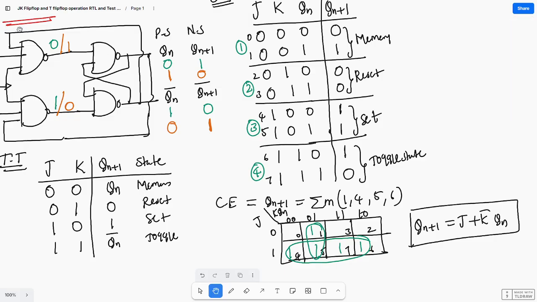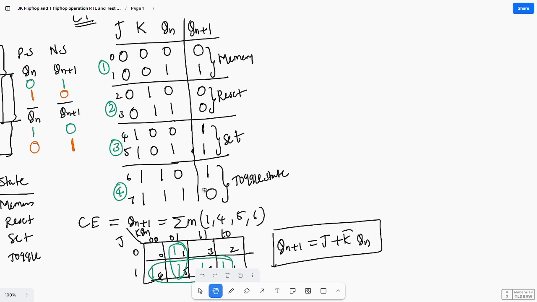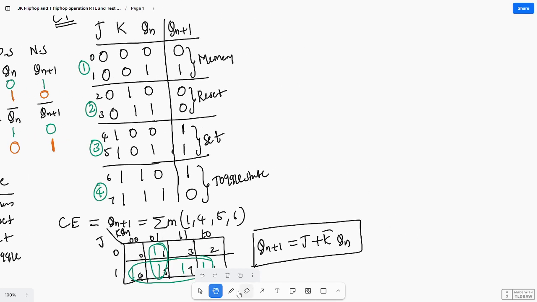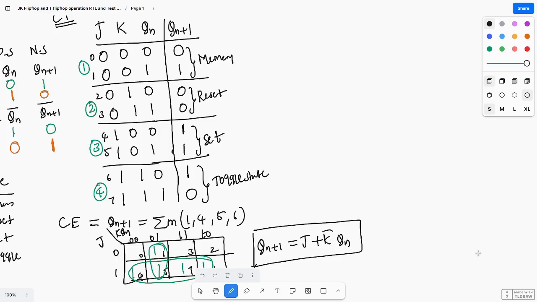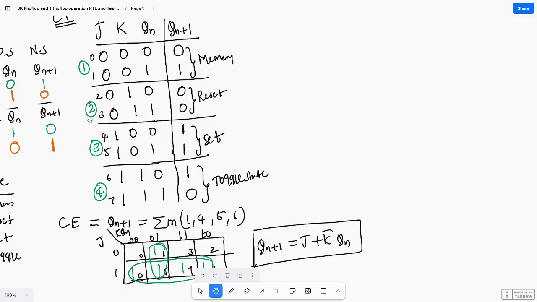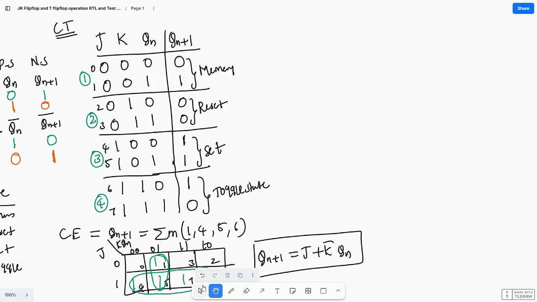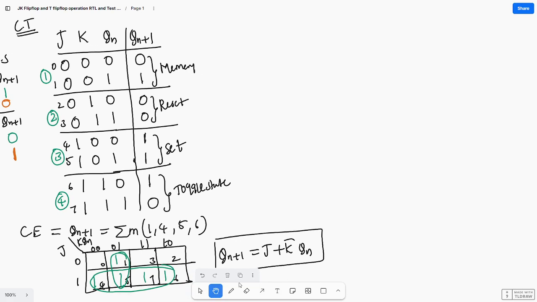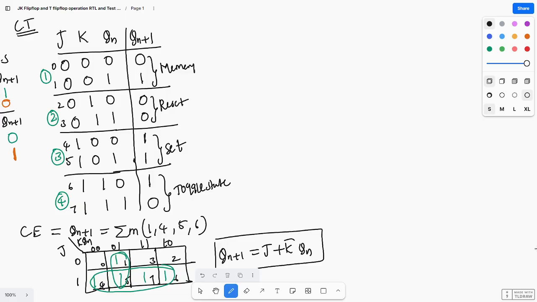And from here you need to draw the excitation table. How will you get the excitation table? From the characteristic table only you will get the excitation table. So I am drawing the excitation table. From the excitation table you will get the state diagram. How will you draw the excitation table?